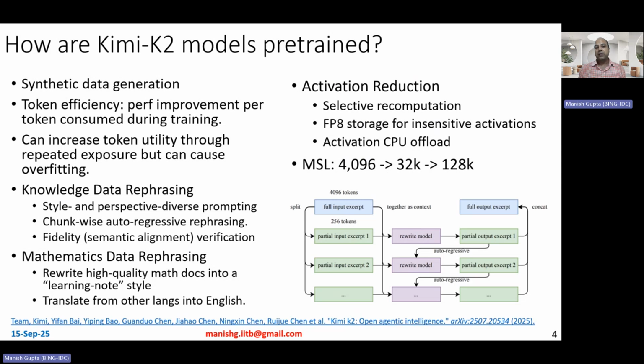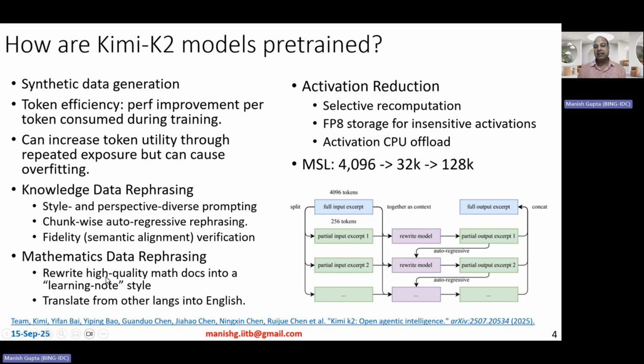The third thing that they do while rephrasing: what can happen is that the rephrased text may be very different from the original text. So they have some fidelity verification to ensure that the rephrased text semantically aligns with the original text. Okay, so that's for knowledge intensive tasks.